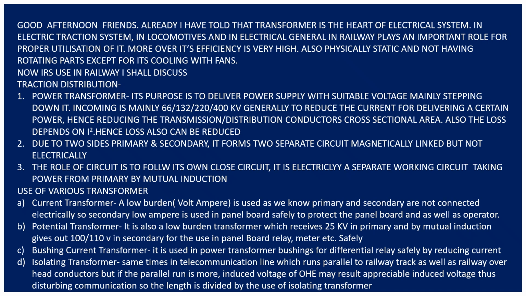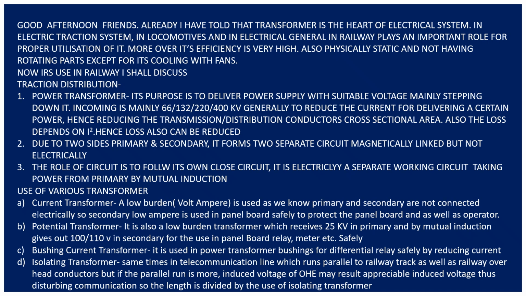Potential transformer. It is also a low burden transformer which receives 25 kV in the primary and by mutual induction gives out 100 or 110 volts in the secondary for use in the panel board, relays, meters, etc. safely. Bushing current transformer: it is used in power transformer bushings for the differential relay, safely reducing the current.